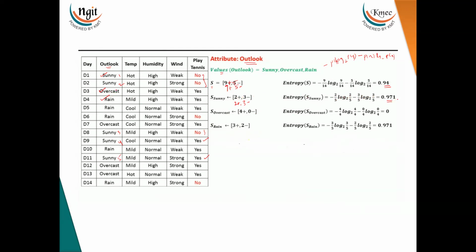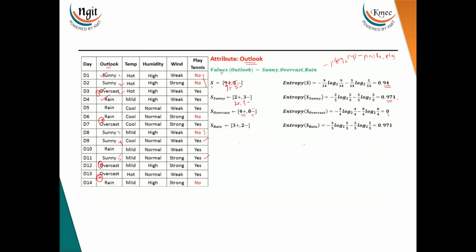Similarly, let us go for the other value in this outlook, that is overcast. How many overcast do we have? 1, 2, 3, 4. So total 4 overcast are there, and you look at how many yes and how many no are there. We see that only 4 yes are there and no 'no', so we write it as 0 minus. Remember, whenever we are calculating log base 2 of 0, it will be 0 only. Let's calculate this: minus 4 by 4 log base 2 4 by 4, minus 0 divided by 4 log base 2 0 divided by 4.